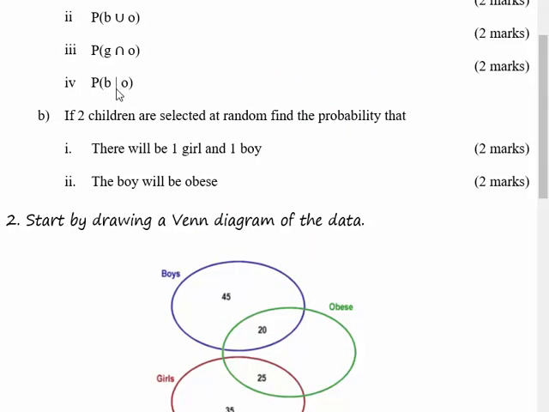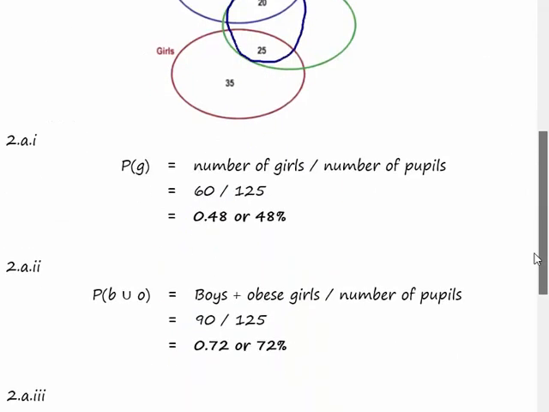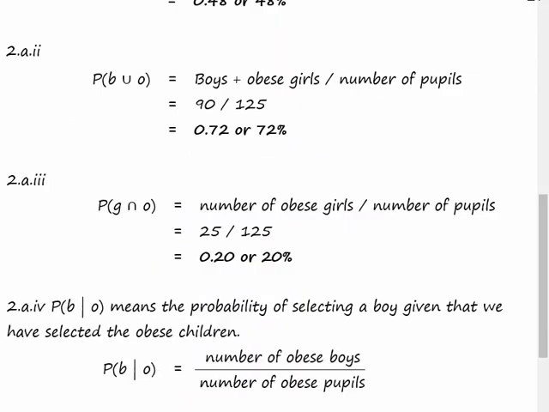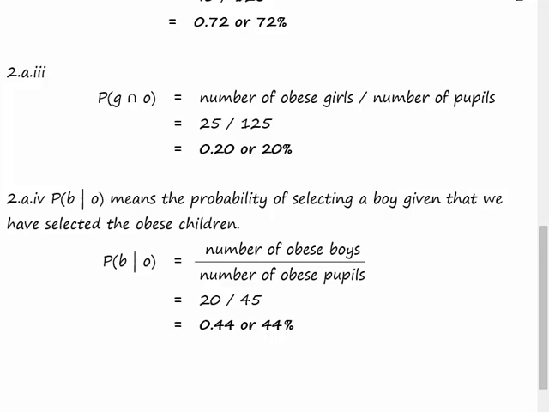Part 4. This line here is generally read as given that. This statement says, what's the probability that a boy chosen at random, given that the group is obese? So that means that we're not looking at all of the children, we're only looking at the obese children here. So it's saying, given the obese children, what is the probability that a child chosen at random is a boy? So we're going to have the number of obese boys divided by the number of obese children. And that gives us 20 over 45, which is 0.44 or 44%.